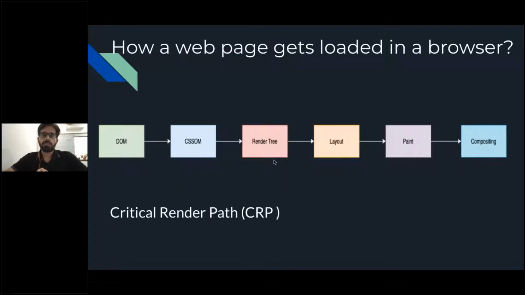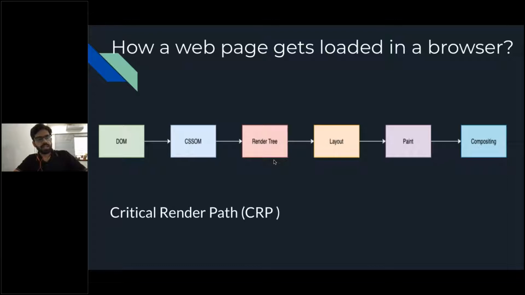So before jumping directly to what exactly a Babel plugin is and why we need it, I want to give a small detail about how a web page gets loaded in the browser, because it would be easy for us to follow along and understand the theoretical concepts which get used when we are building a Babel plugin. When you load a web page in the browser, the DOM is created, and then the CSS OM, which is the CSS object model. When the DOM and CSS OM are created, they combine and form a render tree, which is basically a mixture of the DOM and CSS OM.